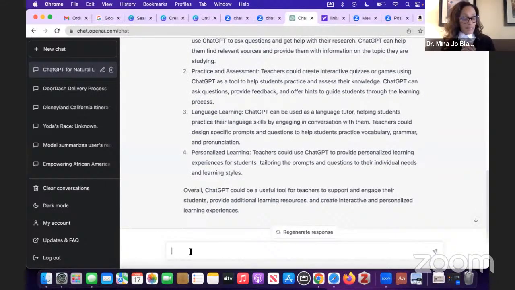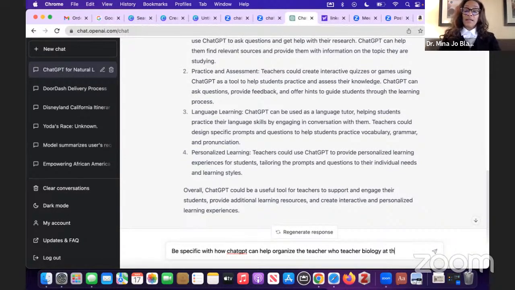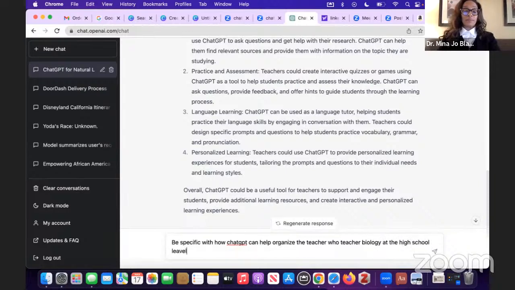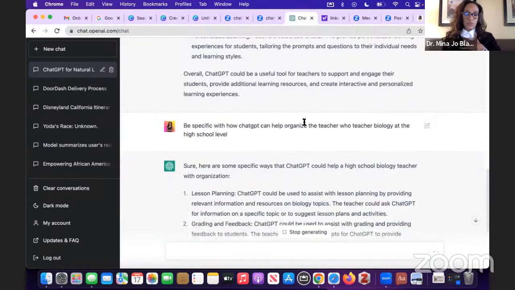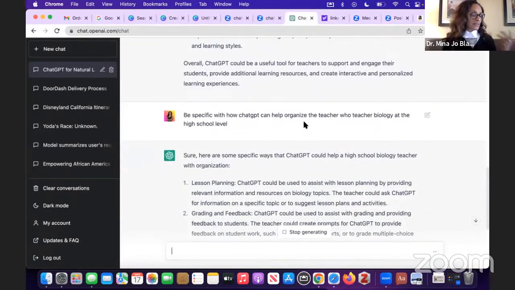So I'm going to type something else, and I'm going to say, be specific with how ChatGPT, you could have just put GPT, how ChatGPT can help organize the teacher who teaches biology at the high school level. Now, I'm a biology teacher by trade, even though I only taught chem and physics, but anyway, that's a whole nother day.